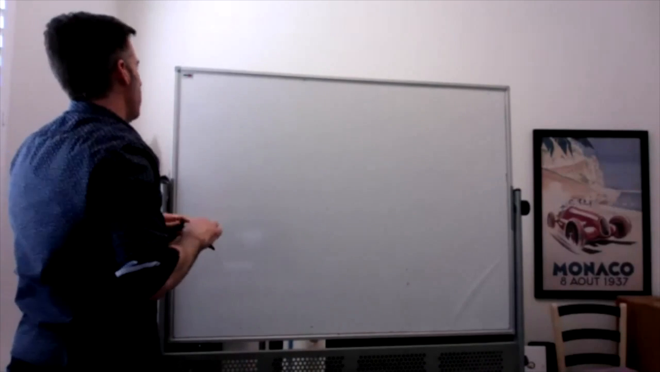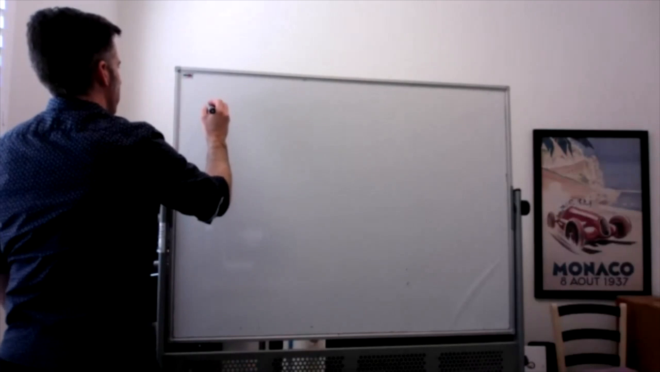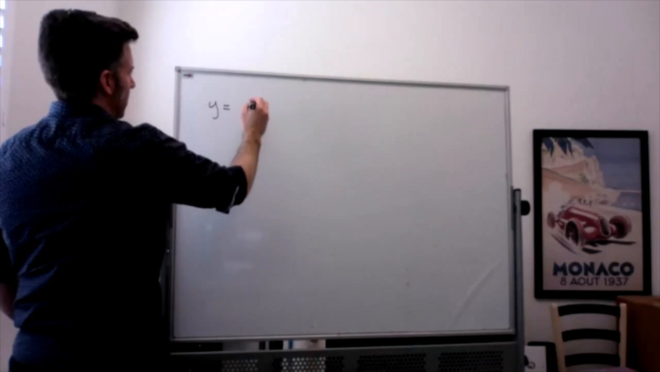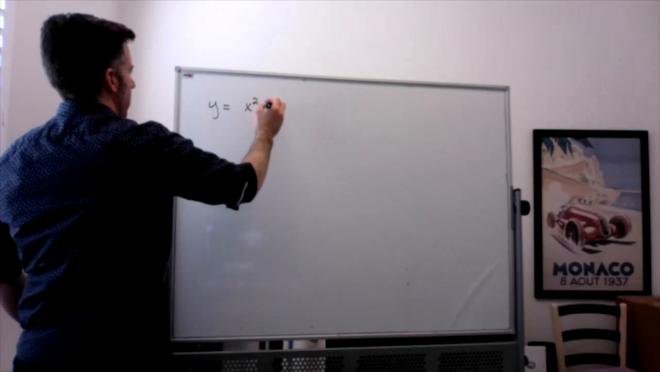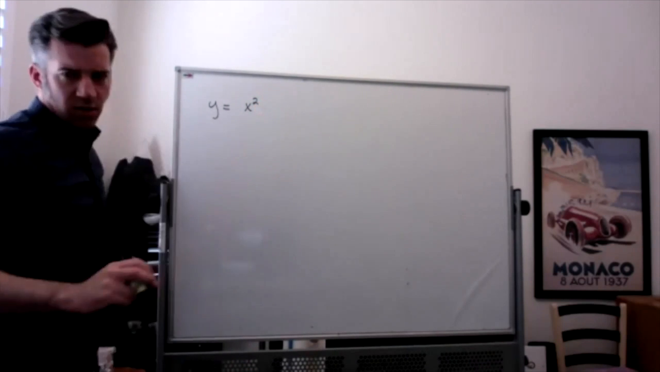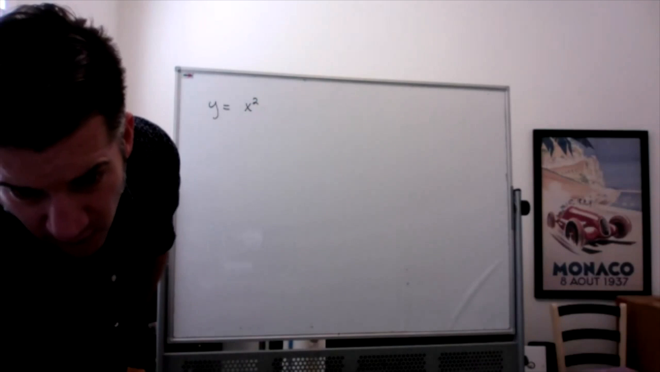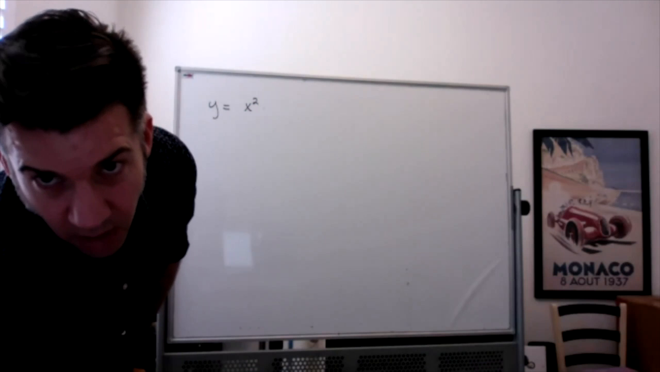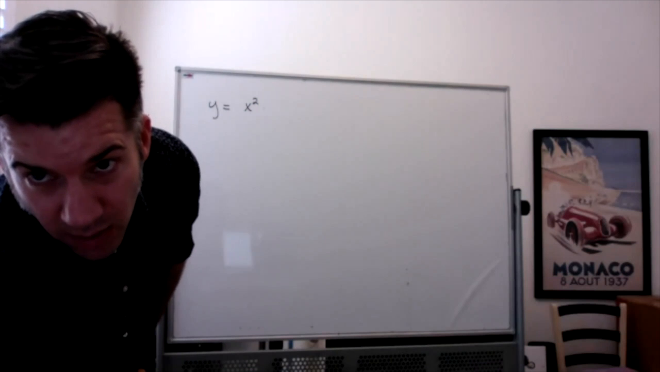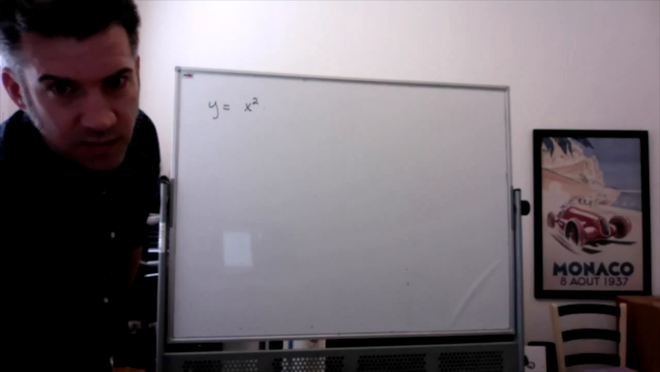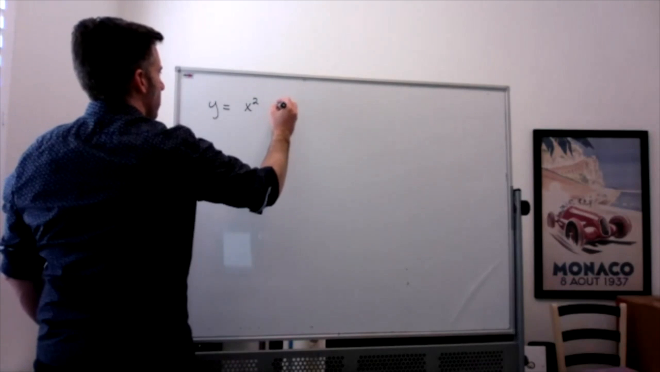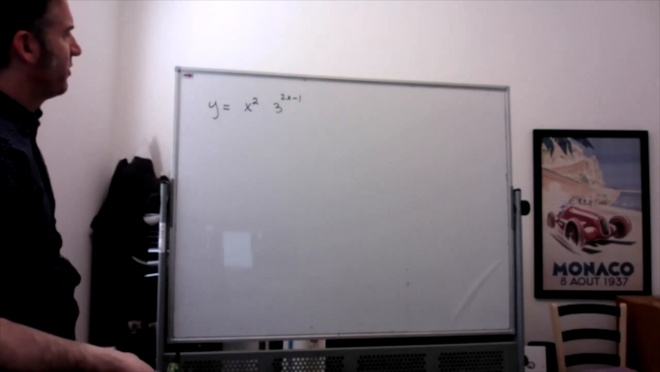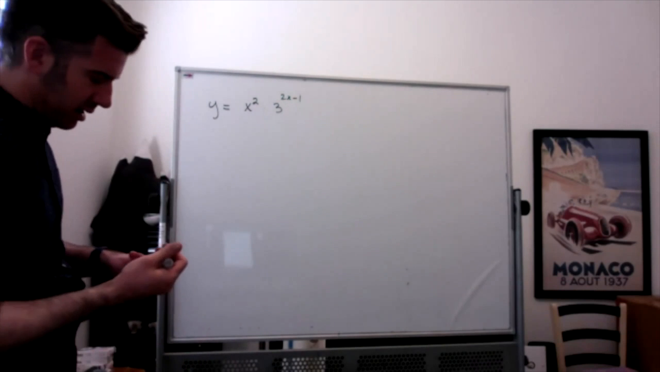So let's say I want to take the derivative of y equals x squared times... Sorry, that seems too easy now. That's fine, we can do an easier one. x squared times 3 to the 2x minus 1. It almost feels too easy. No, not really. It doesn't feel too easy.